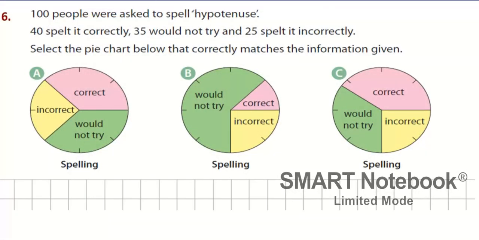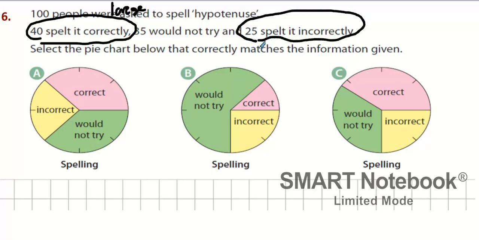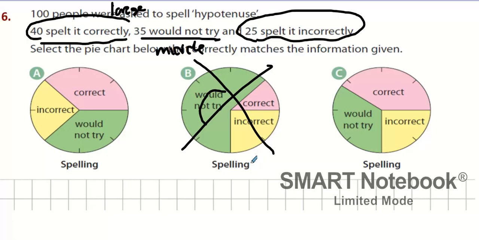Okay. Which is the largest? Spelled correctly is the largest sector. Would you agree with that? And what's the smallest sector? Spelled incorrectly, so it's the smallest sector. And would not try is the middle. Would you agree with that? Now, would not try is clearly the largest in B, isn't it? So what does that mean? It's incorrect. All right.